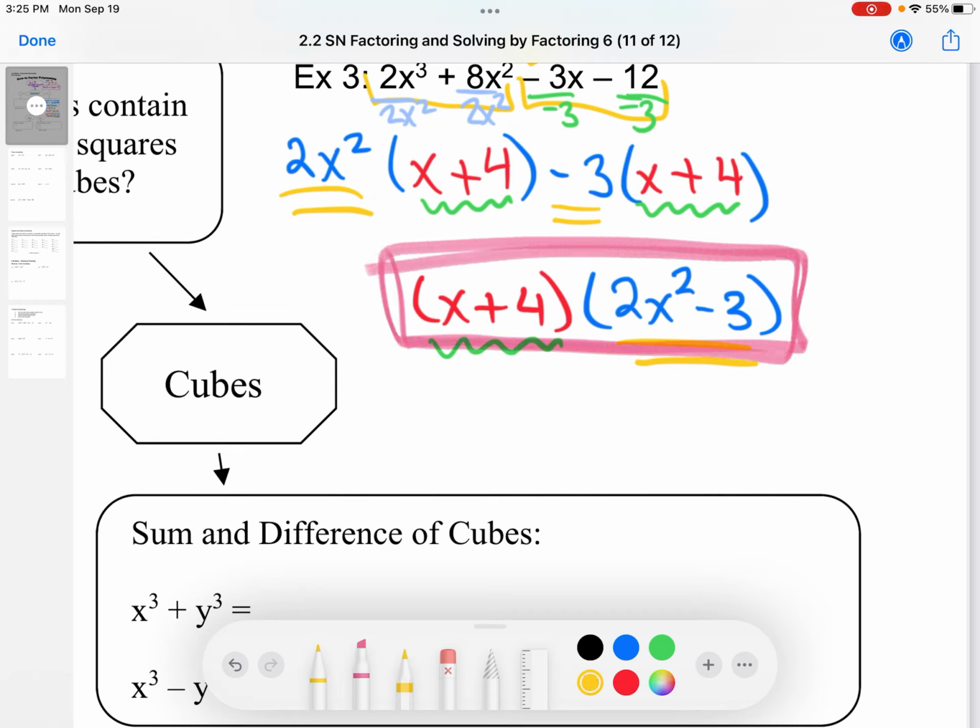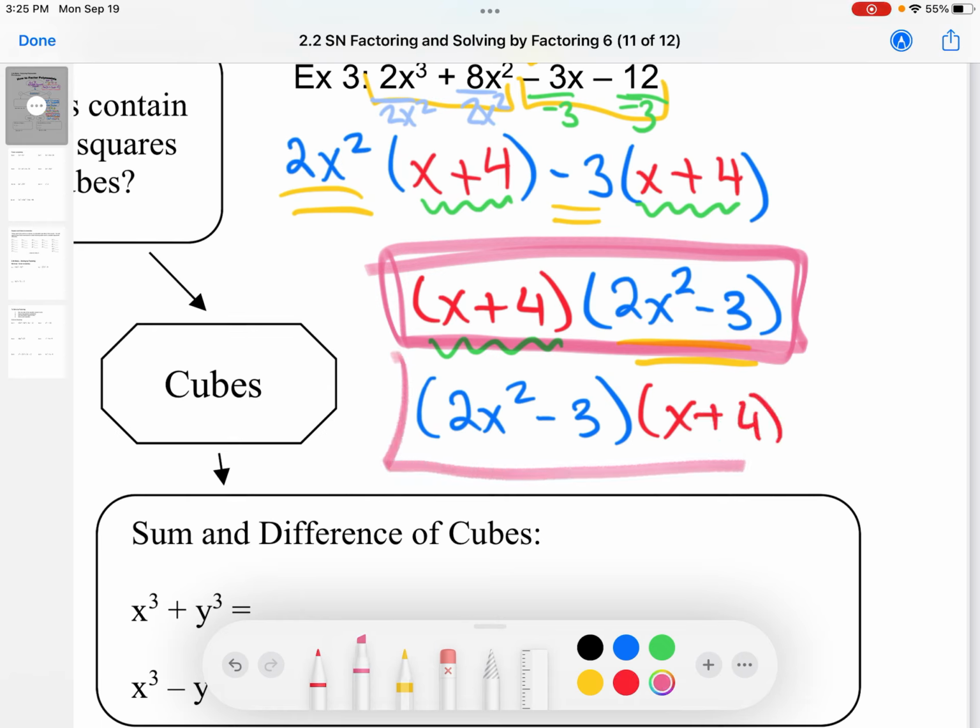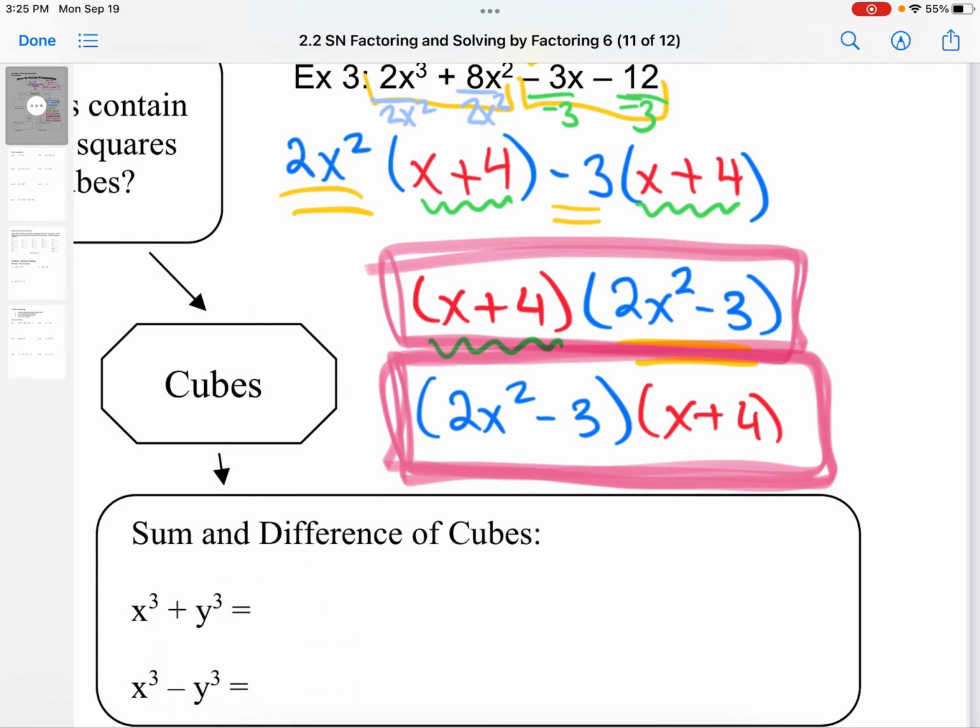Now, you could also write this in the other order. You could put the 2x squared minus 3 parentheses first, and you could put the x plus 4 parentheses after it. Both of those are equally correct. Full credit, all of the above. Does not matter which order you put those in.